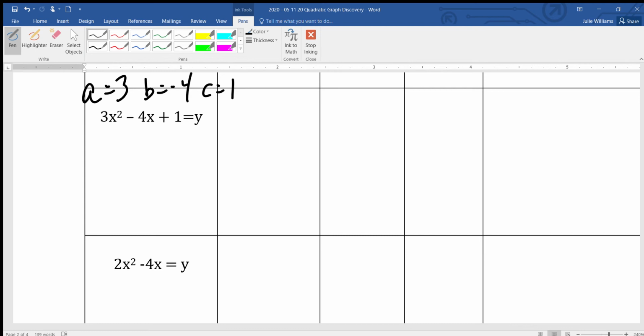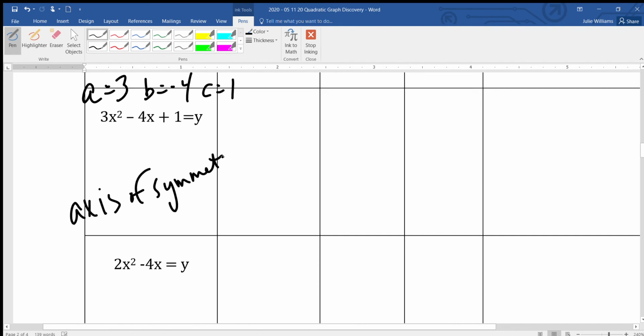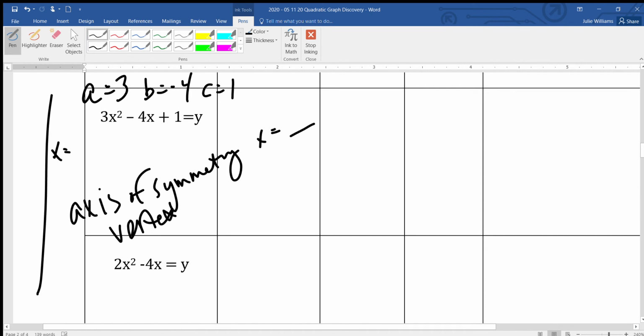Okay, so first I need my x-intercepts, and that's what we talked about last lesson. You can figure that out from last lesson. Let's talk strictly about the axis of symmetry and my vertex. So again, the axis of symmetry is going to be x equals something because it's a vertical line. Vertical lines are always x equals something.